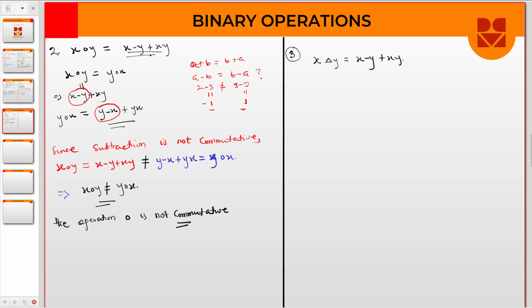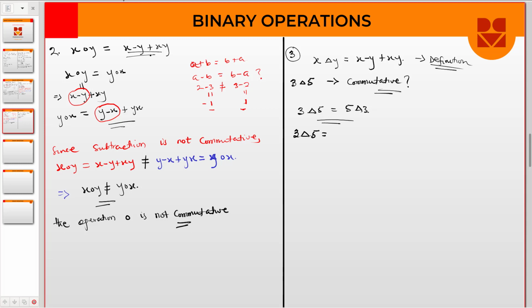Using this definition, we should show whether 3 operation 5 is commutative. That's the question: is it commutative? If it is commutative, then this should be equal to 5 operation 3. So let's find 3 operation 5.